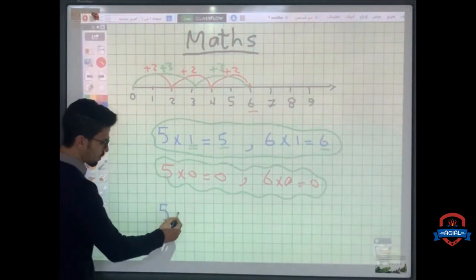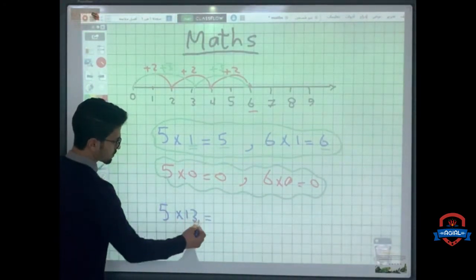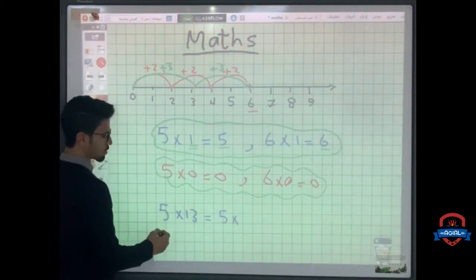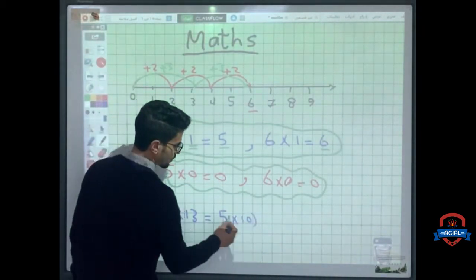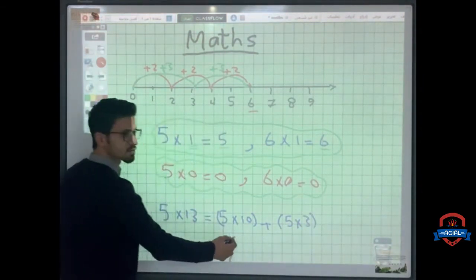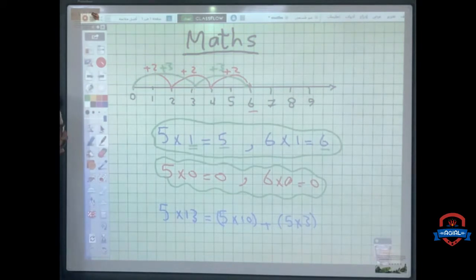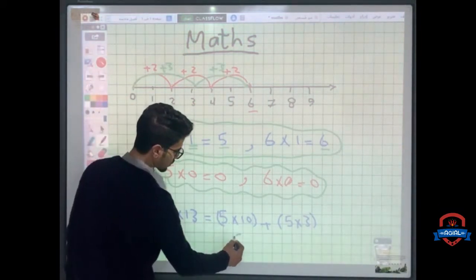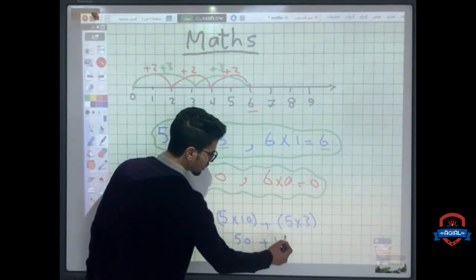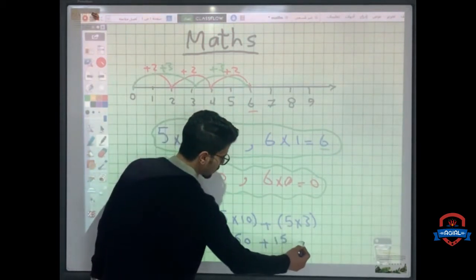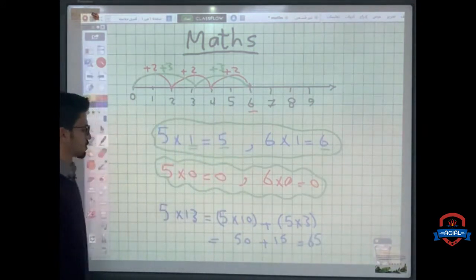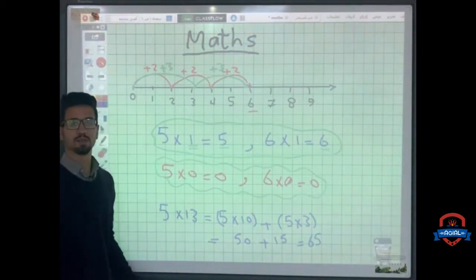For example, if we have 5 times 13, we can say that we have 5 times 10 plus 5 times 3. So we have 5 times 10 equals 50. So we have 50 plus 5 times 3 equals 15. So 50 plus 15 equals 65. So the distributive property is also possible in the set of natural numbers.